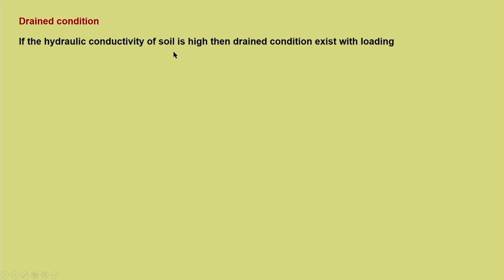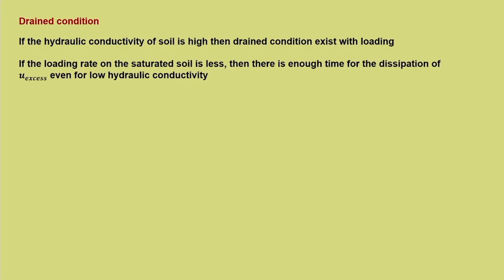So, if the hydraulic conductivity of soil is high, then a drained condition exists with loading, or if there is proper access, or proper venting or pathway, for the water to move out of the cohesive soil. If the loading rate is very low and the hydraulic conductivity is fairly good or high, then the U excess, whatever got developed, may get dissipated fast. Such a condition is called drained condition, where drainage of pore water is possible.